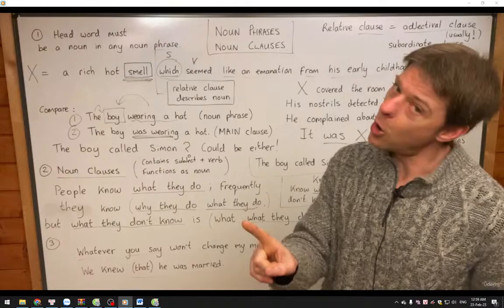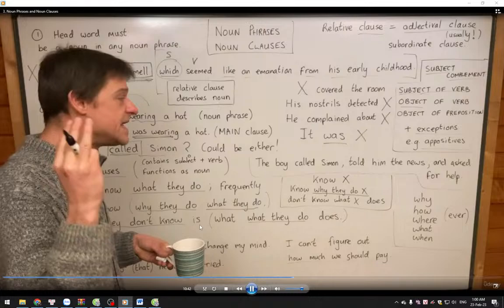Let me show you this with this sentence. Look at this. How we punctuate this changes the meaning of the sentence. The boy called Simon, comma, told him the news, Oxford comma, and asked for help. That is 3 actions. He called Simon, number 1, told him the news, number 2, and asked for help, number 3. It's a list of 3 verb phrases. And we call this a verb phrase because the most important word is a verb.